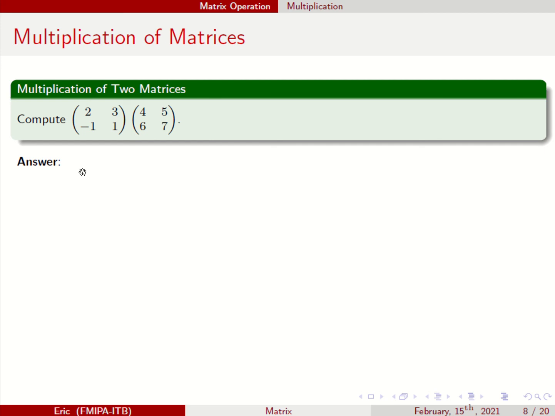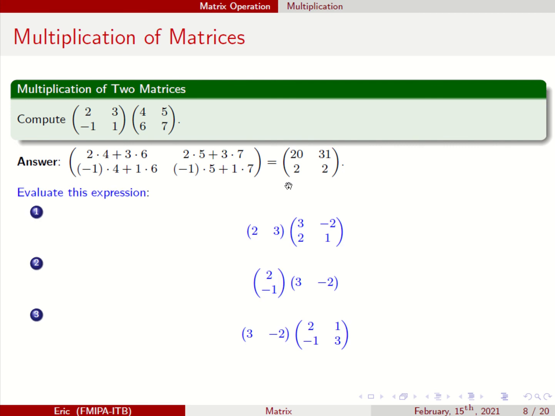Okay, so if you already have this, you can multiply it. 2 times 4 plus 3 times 6. This is the first row, first column. The first row, second column is 2 times 5 plus 3 times 7. So you have this, and you can do the rest. It's the same. What about this? Okay, try to do this.